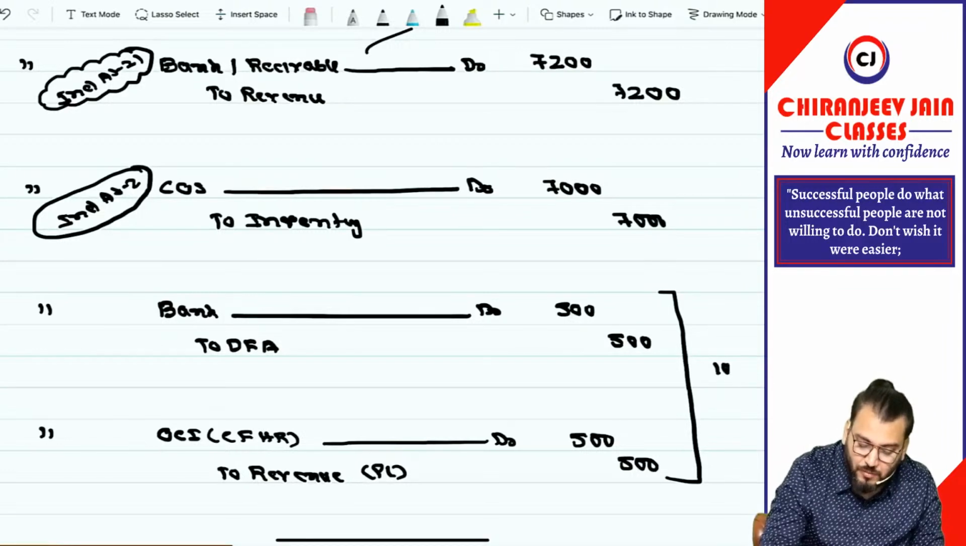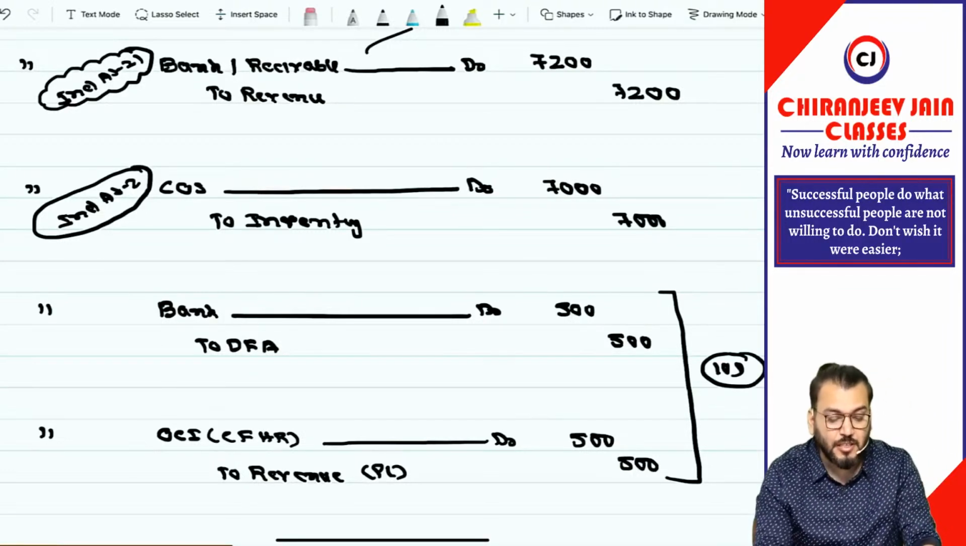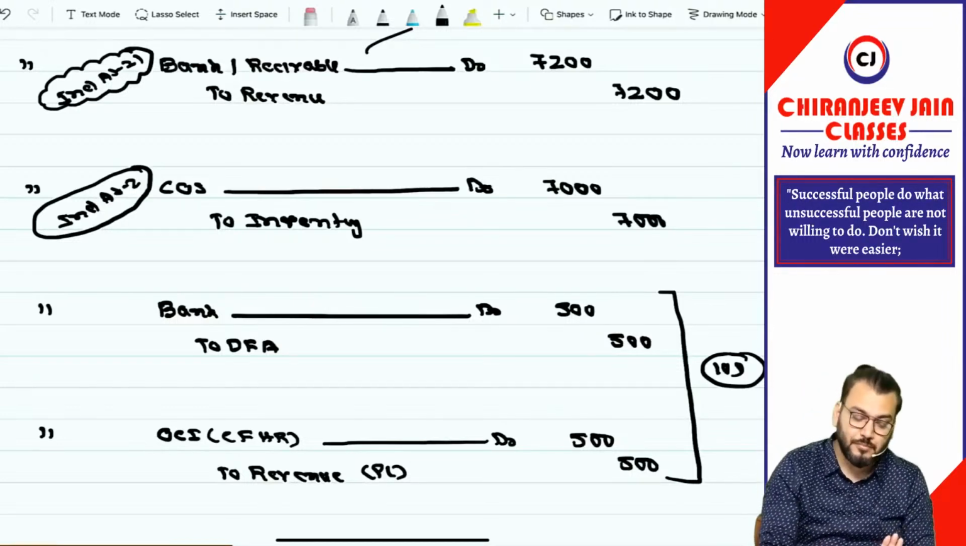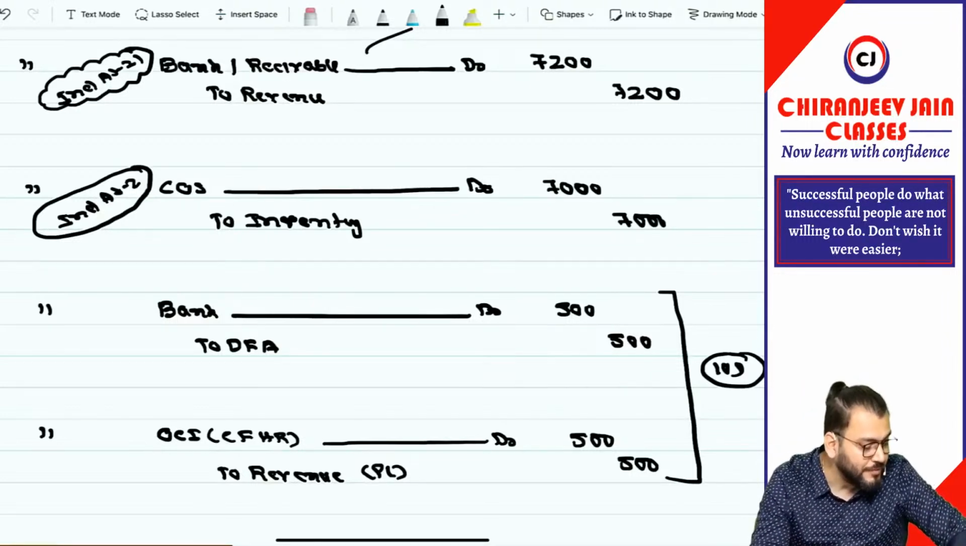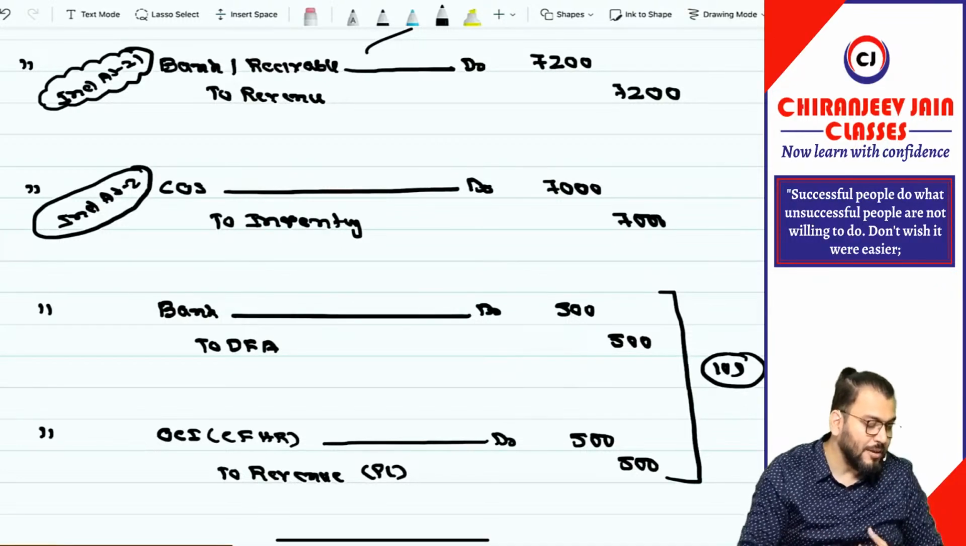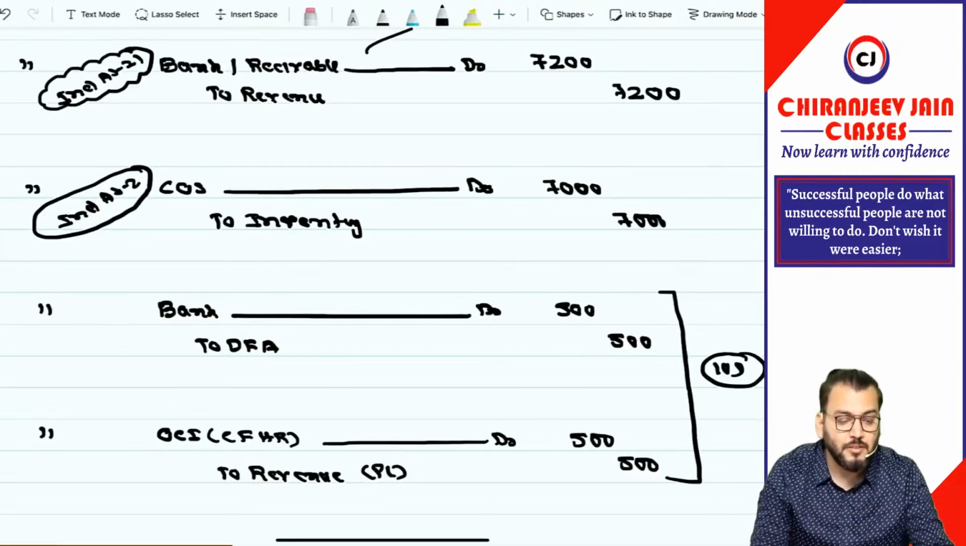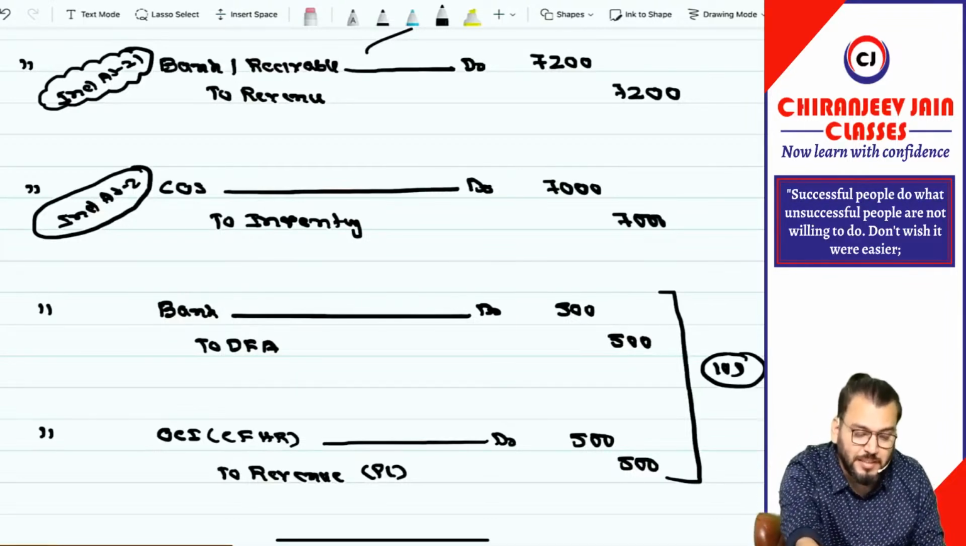Understood? So as per 109. Have you understood this point? If you have understood this, you can easily do an exam. Have you understood this point? I hope you are understanding. So with this, this question is also completed.